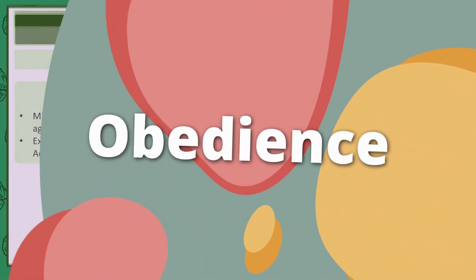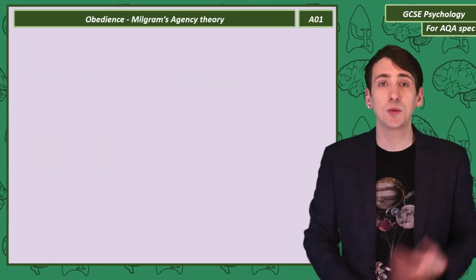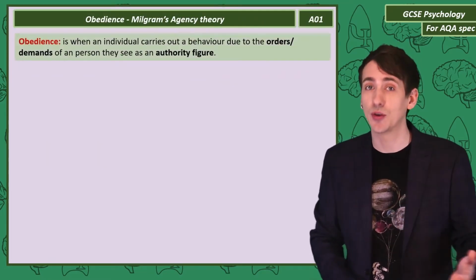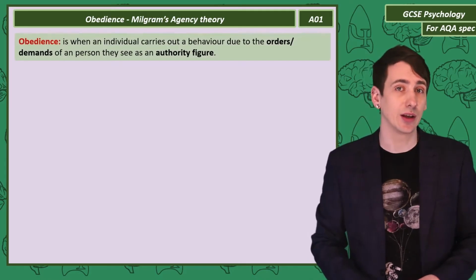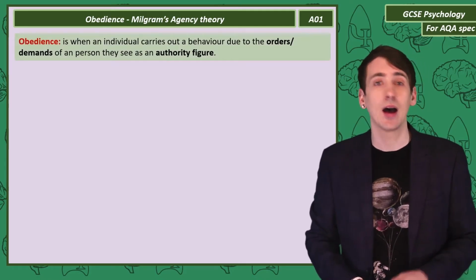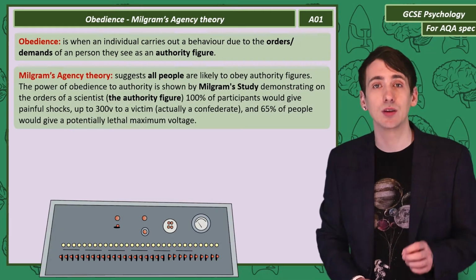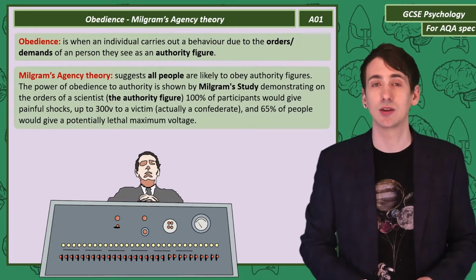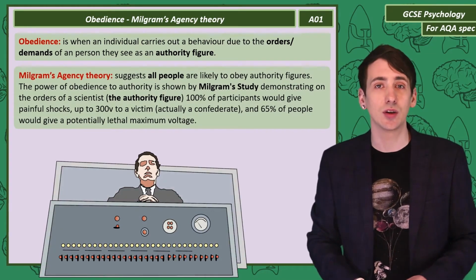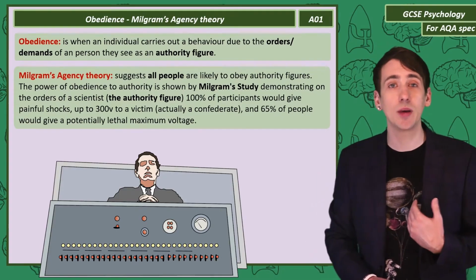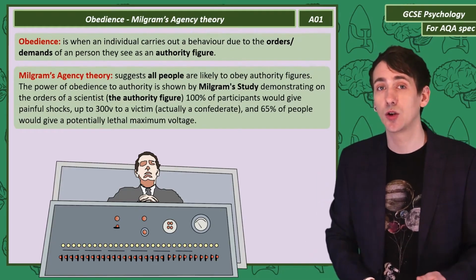Obedience. So, to define obedience, we would say that you're obedient when your behaviour is the result of the orders or demands of a person you see as an authority figure. A very famous psychologist called Stanley Milgram investigated obedience in one of the most famous psychology studies. He used the study as a demonstration of his agency theory that suggests all people are likely to be obedient to an authority figure.